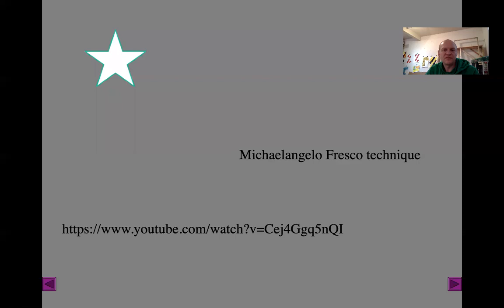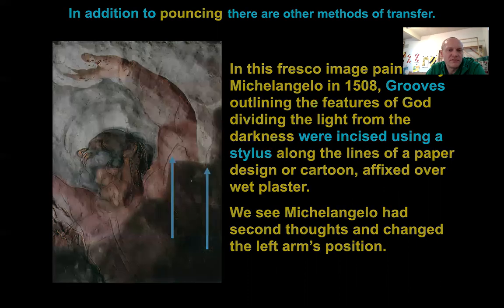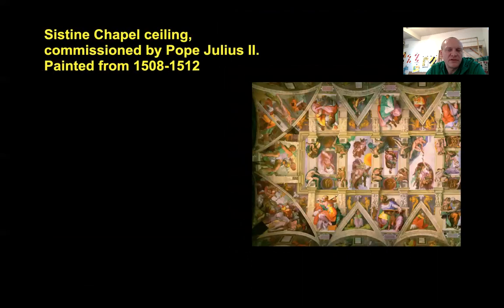Watch this. And you can see here where Michelangelo has used grooves scratched out for his cartooning, incising the intonaco with a stylus. And look how he had second thoughts on some of the areas. You see the arm the way it turned out, and then the arm the way it did not turn out. Sistine Chapel.